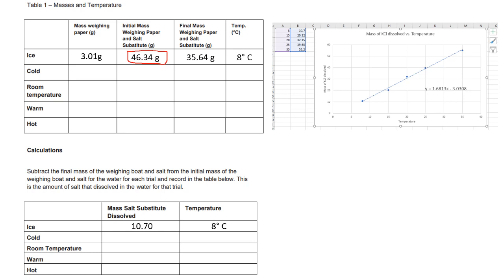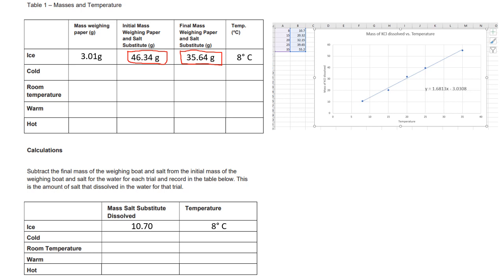after I started to dump the salt into the cold water, I was able to get some of the salt to dissolve, and then finally after some time I was no longer able to get any more salt to dissolve, so I stopped dumping salt off of my weigh paper and I reweighed it to see how much I had put into the cold water. And what I found is before I started, I had 46.34 grams of salt and weigh paper, and after I finished, I had 35.64 grams of salt and weigh paper.